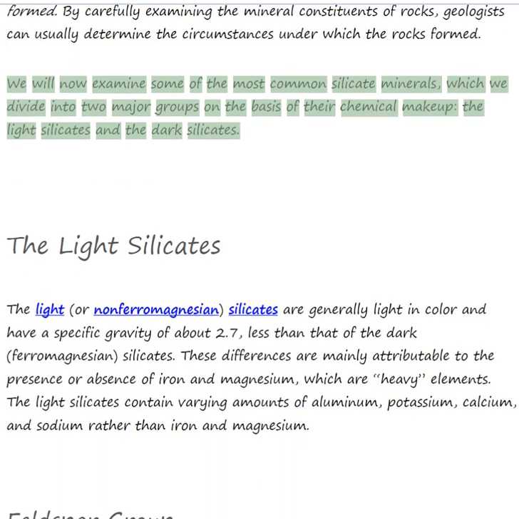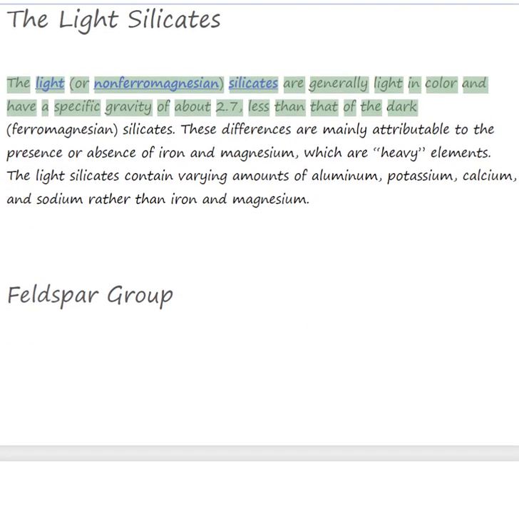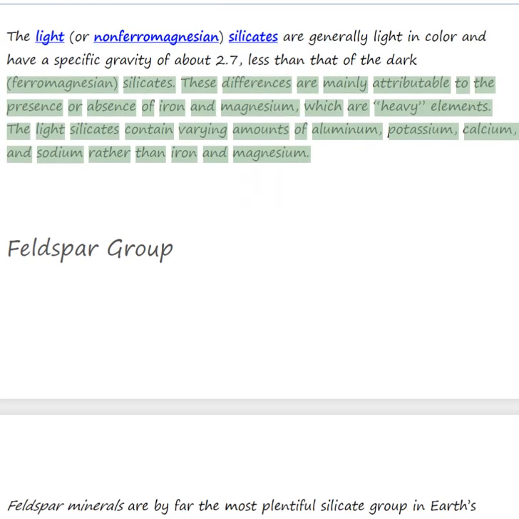We will now examine some of the most common silicate minerals, which we divide into two major groups on the basis of their chemical makeup, the light silicates and the dark silicates. The light silicates. The light silicates are generally light in color and have a specific gravity of about 2.7, less than that of the dark silicates. These differences are mainly attributable to the presence or absence of iron and magnesium, which are heavy elements. The light silicates contain varying amounts of aluminum, potassium, calcium, and sodium rather than iron and magnesium.